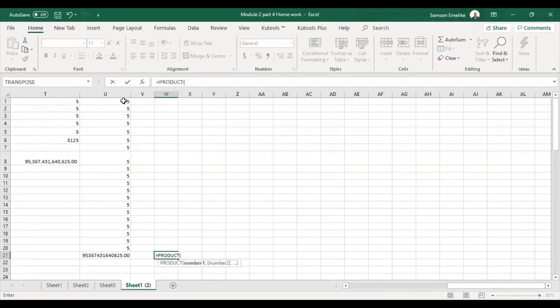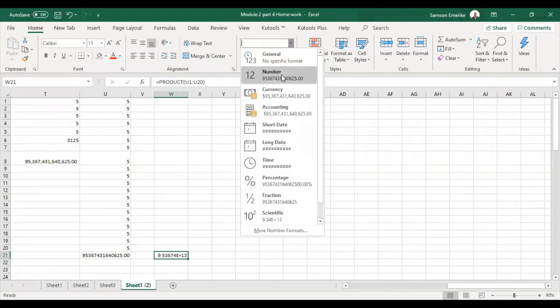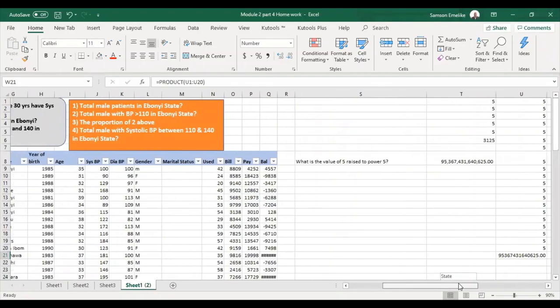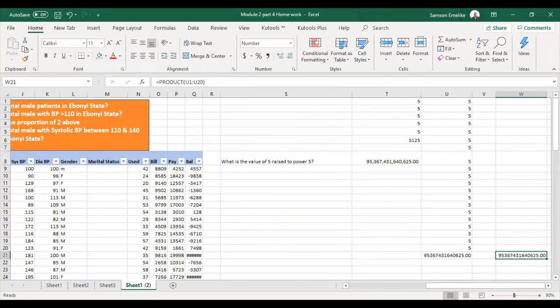I'll hit this one and enter. It didn't take me up to 3 seconds to do this. So this is one very good function that we can use to do our work at office. So it's the same thing.